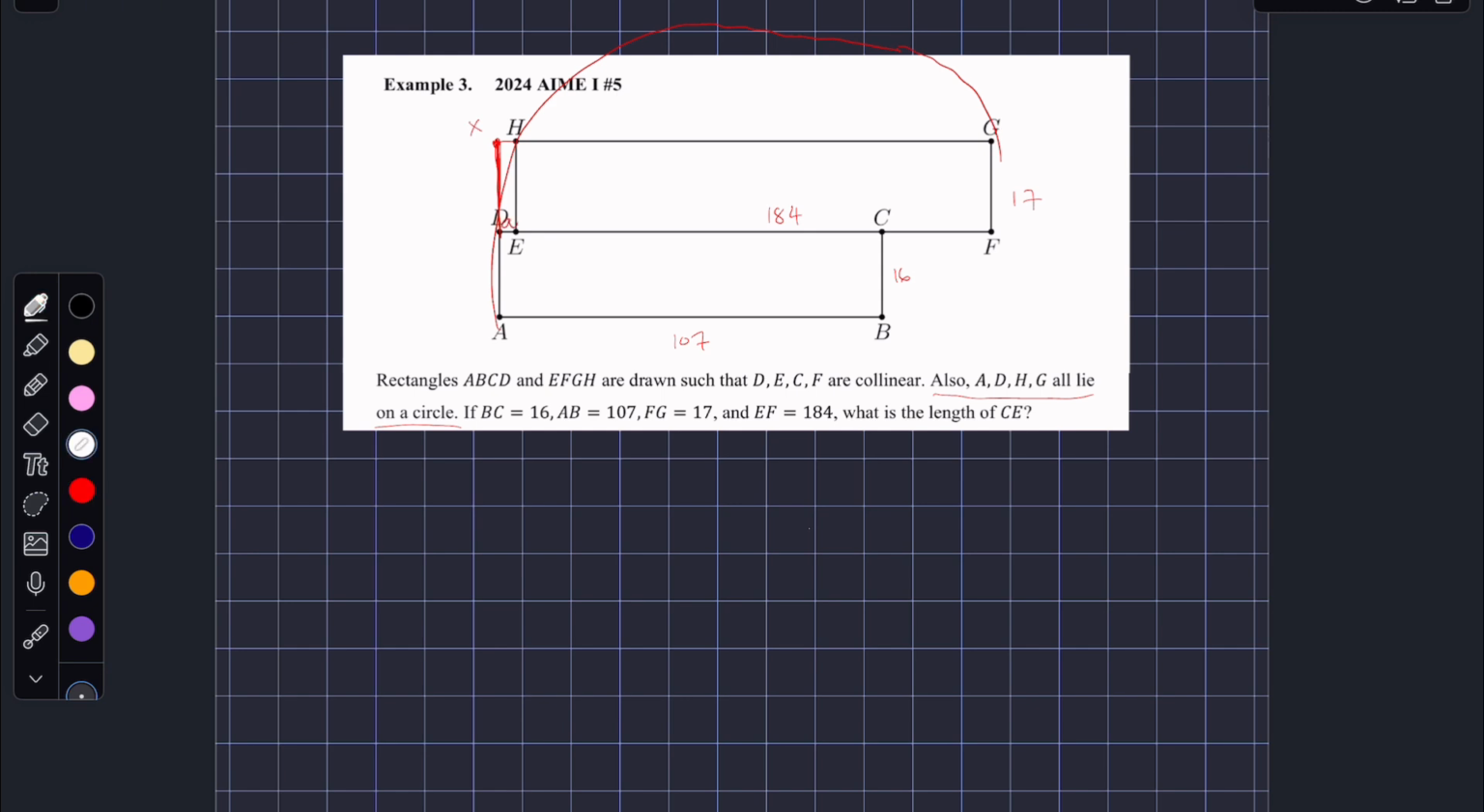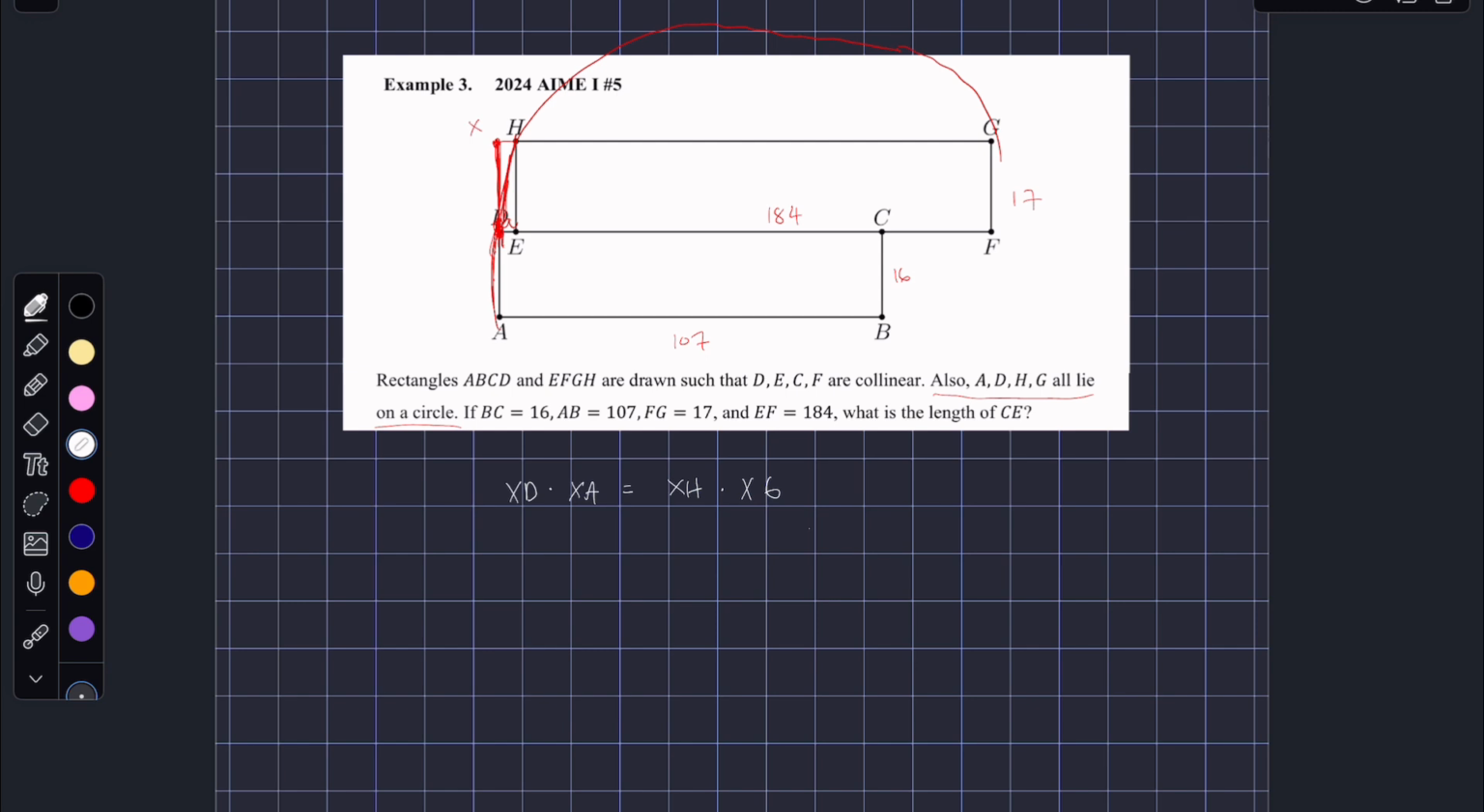Okay, so I'm going to apply power of a point directly now. Power of a point tells us that XD, and my drawing is a little bit off, as you can see here. This should be intersecting there, so I'll fix that. XD times XA equals XH times XG.